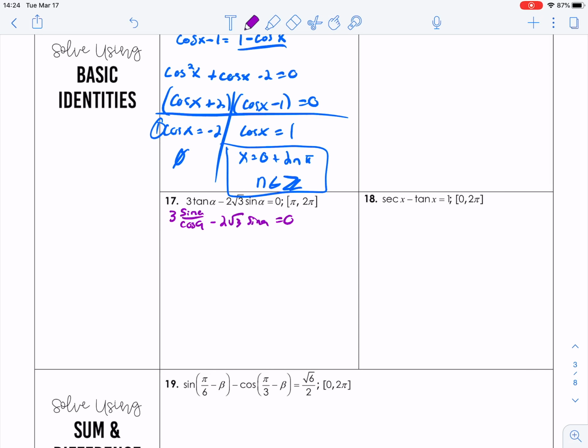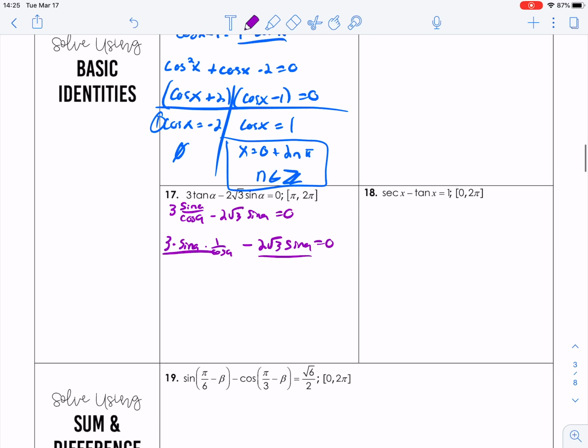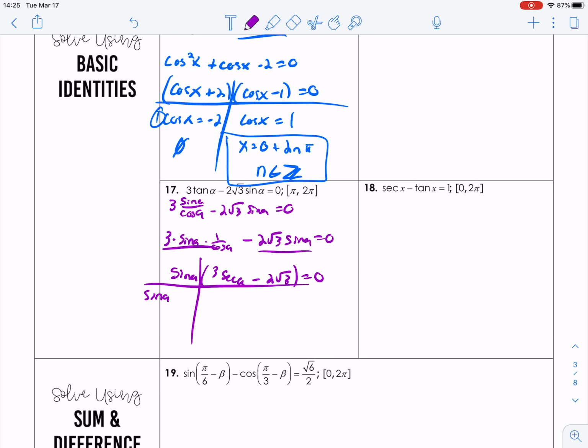Remember, this can be written the same as 3 times sine of A times 1 over cosine of A minus sine of A equals 0. Now we have a sine of A on both sides of the subtraction, so we can factor that out. Then the left side divided by sine of A is going to be 3 secant of A, and on the right side we're just going to have 2 square roots of 3. And we can solve for that. So we get sine of A equals 0.